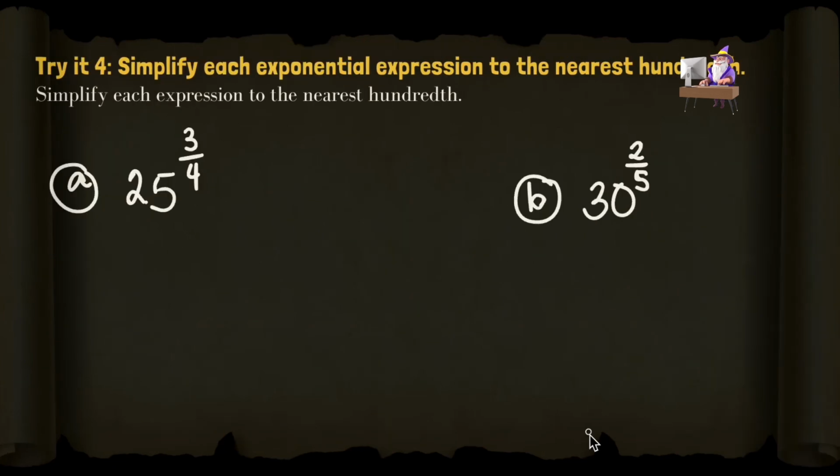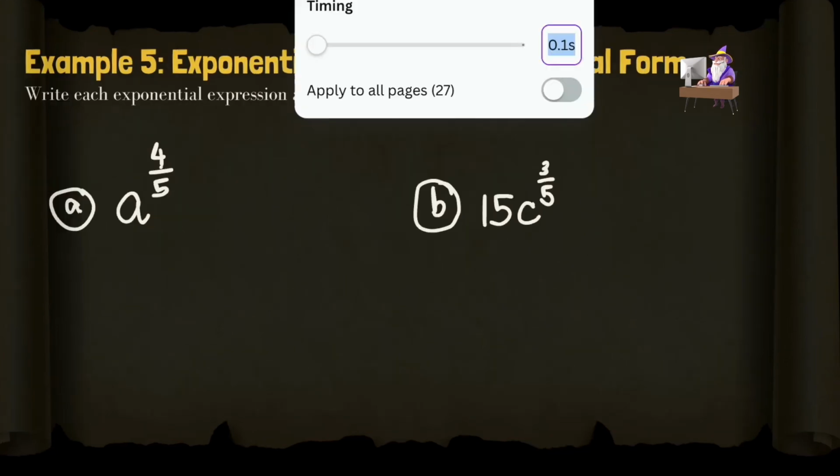So, that is the 6, I think 9 examples for example number 4. And for us to do that, try this particular example. Simplify each expression to the nearest hundredths. Try this one. Then feel free to pause this video and sip of water, take a rest, then continue our example number 5.